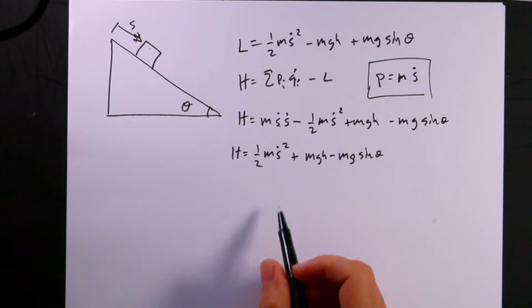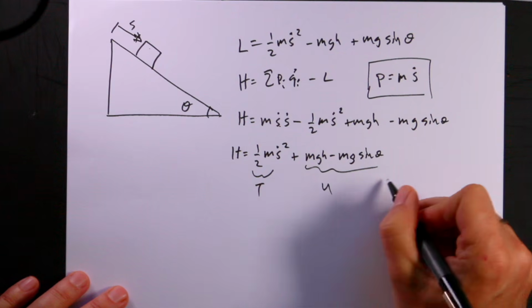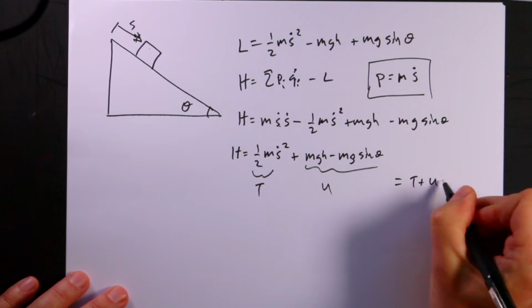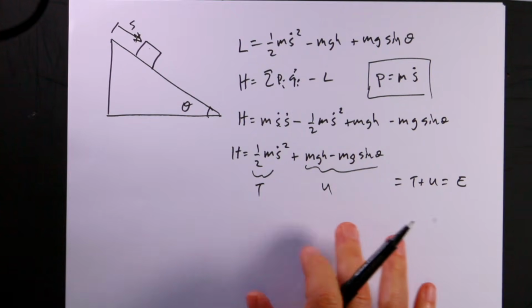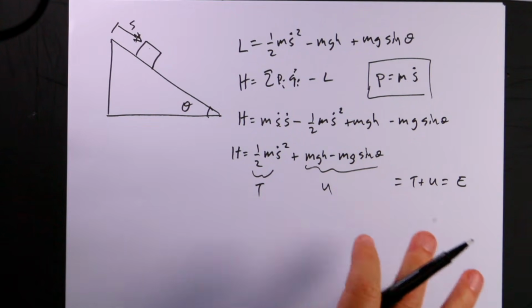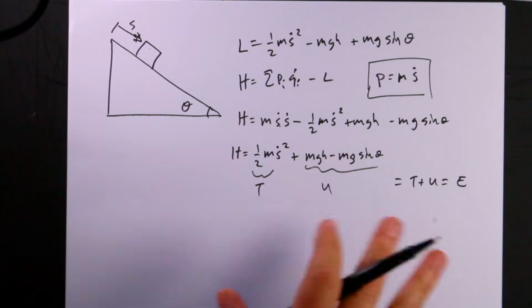Now you'll notice here, that's T and that's U. So this is equal to T plus U, which is the energy. So in this case, the Hamiltonian is equal to the energy, but it's not always equal to the energy. Okay, so you gotta be careful about that. And also in quantum mechanics, we use a Hamiltonian, but we use it as an operator, so it's a little bit different. But that is the same Hamiltonian, just so you know.